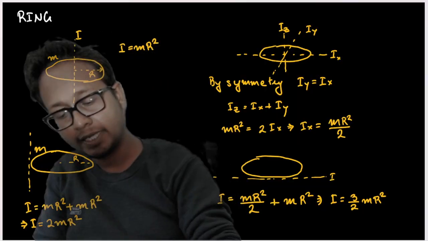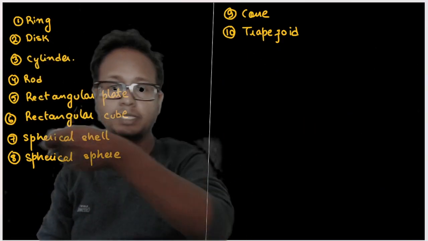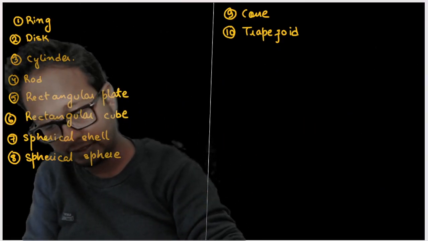Now the second part that we are going to discuss is the disk, or a 2D circular disk. The difference between a disk and a ring is that in the disk, the entire plane is covered with mass. In a ring, the center is hollow. We have to find the moment of inertia about the perpendicular axis passing through the center of mass of a disk. So let's start with the derivation.